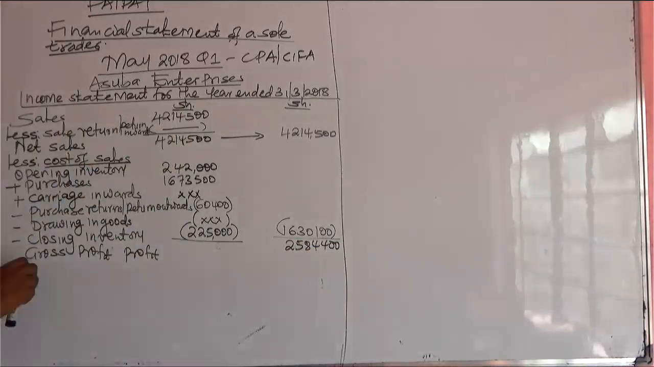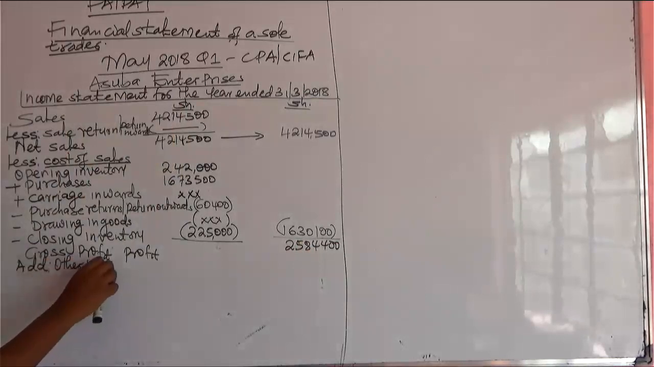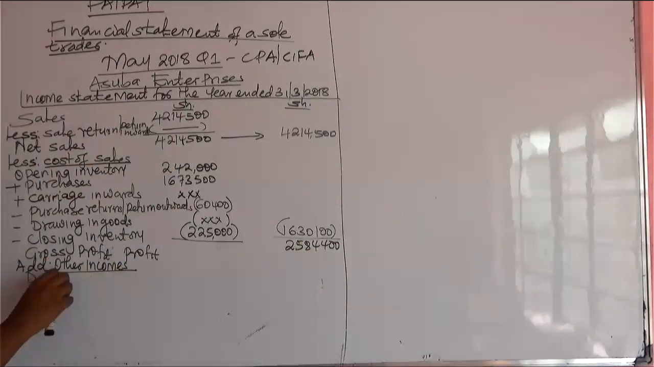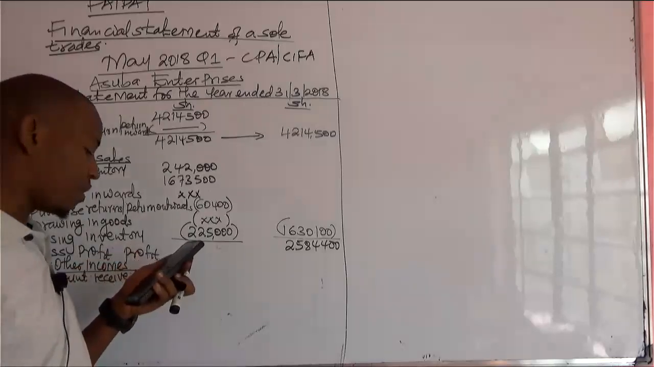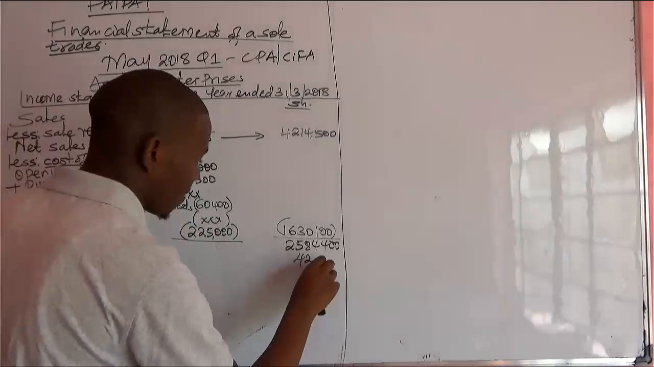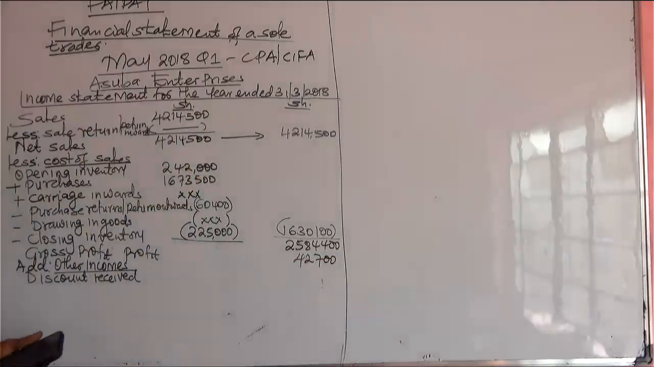So from there, we add the other incomes. And other incomes I have, first one is the discount received. Now, discount received is the discount that you are given by the supplier of goods. So for you, it is an income. And do you have discount received? Yes. Of how much? 42,700. And discount from the trial balance is of 42,700.